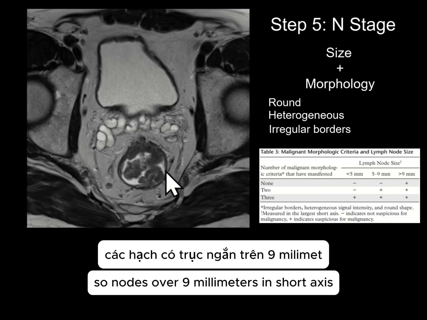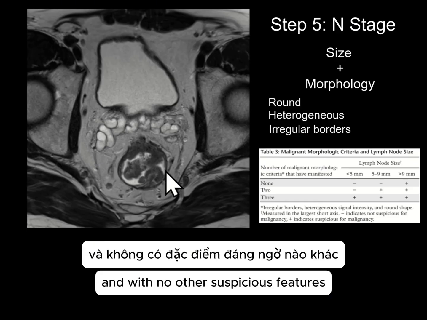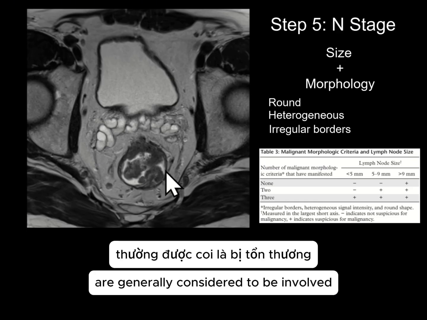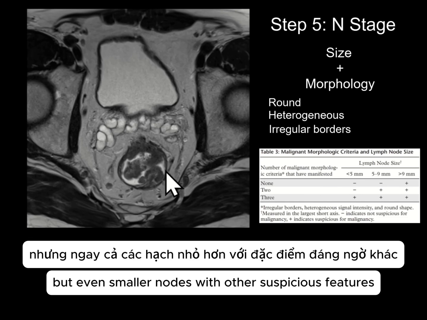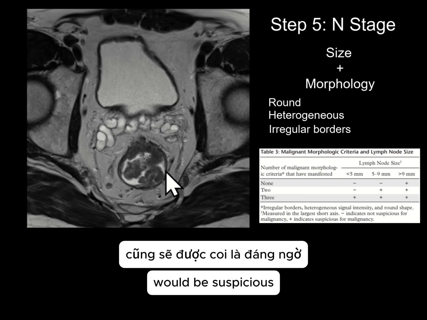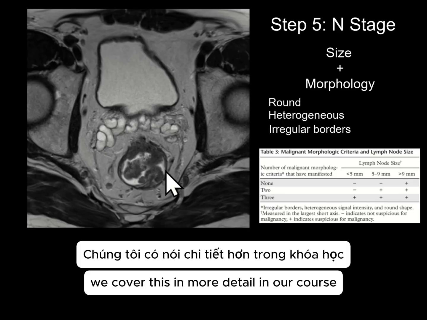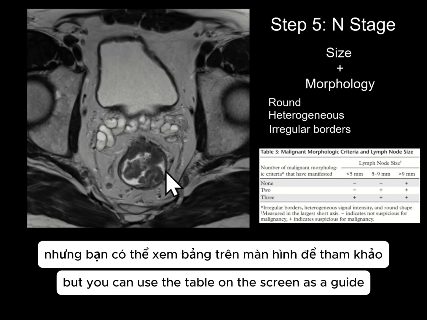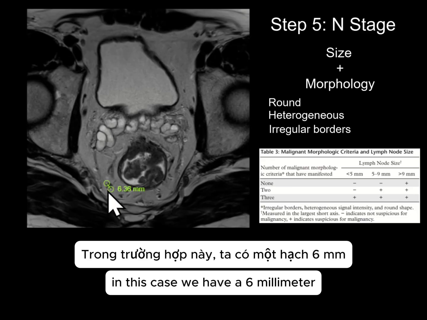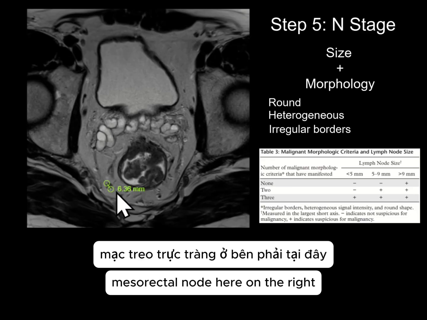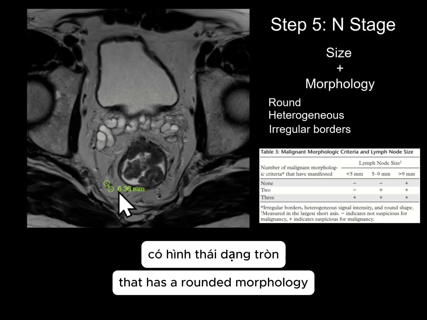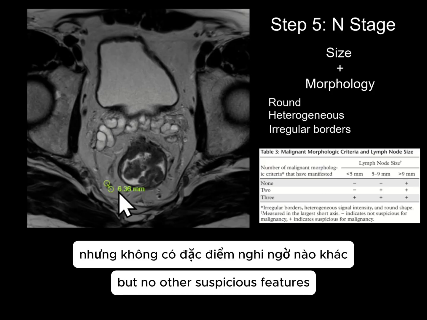So nodes over 9 millimeters in short axis and with no other suspicious features are generally considered to be involved, but even smaller nodes with other suspicious features would be suspicious. We cover this in more detail in our course, but you can use the table on the screen as a guide. In this case, we have a 6 millimeter mesorectal node here on the right that has a rounded morphology, but no other suspicious features.